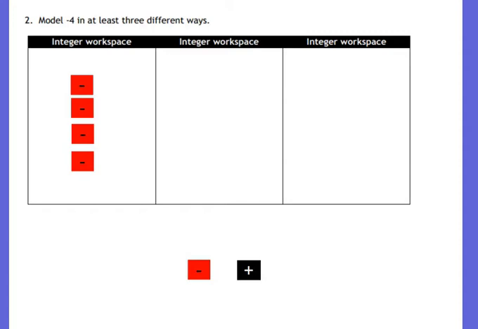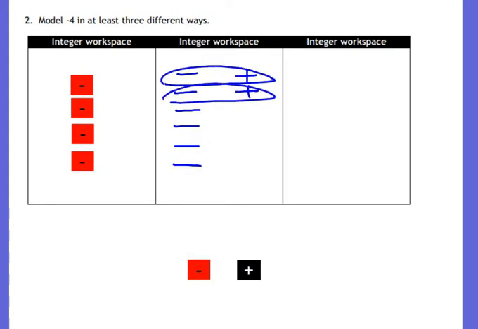6 red ones, 6 negatives, and 2 positives. Okay, that's a lot, so I'm just going to write it. 1, 2, 3, 4, 5, 6, and 2 positives. So I have 2 sets of 0 pairs that vanish, and I'm left with 4 negatives.